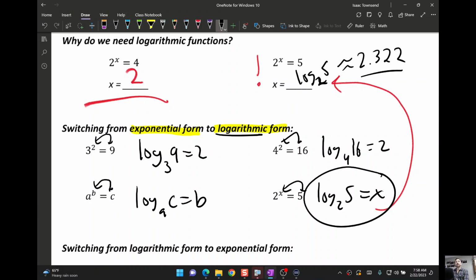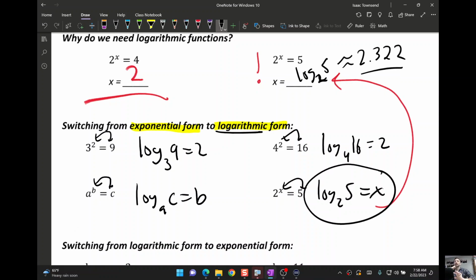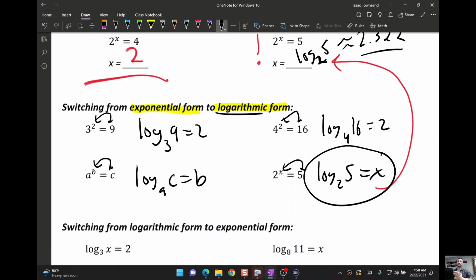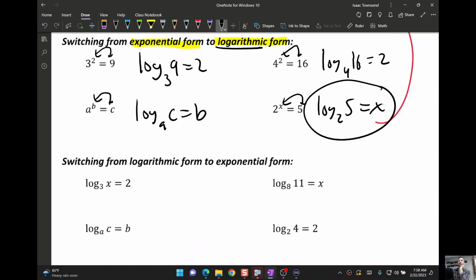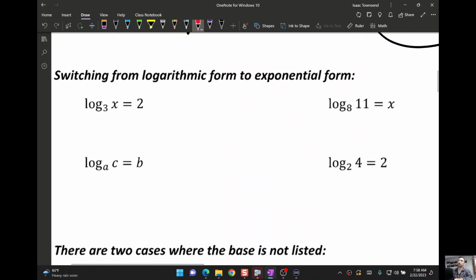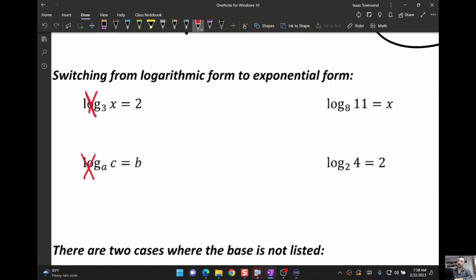So if it's something that's nice and even, great, do it in your head. But a lot of times they're not going to be nice and even, especially in the real world. So sometimes this is where logarithms start to be needed. Now, if you can go in this direction, then you should be able to undo it, which is the next thing. Go from logarithmic form to exponential form. Basically, to remove the logarithmic form, I need to switch these 2 things back the way they originally were.